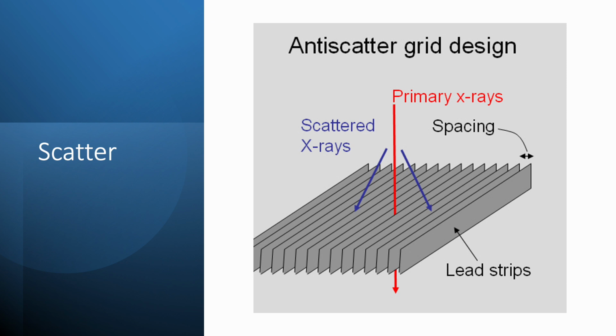Here's a picture of a grid, and I talked about the Venetian blinds. A lot of people have these in their house, and so you can rotate your blinds in different directions, and they only allow light to pass through in one direction. The grid is designed to do the same. It only allows the primary x-rays to pass through and expose the film. All of the scatter gets absorbed by these lead strips, and it doesn't affect the quality of our image.